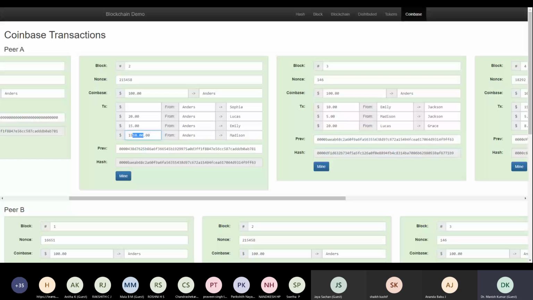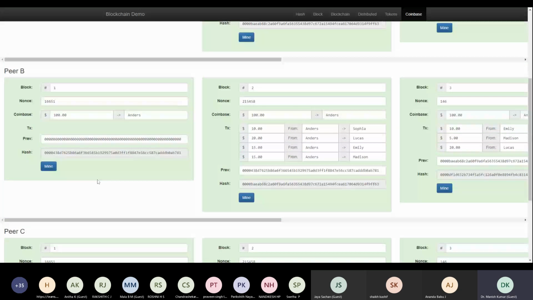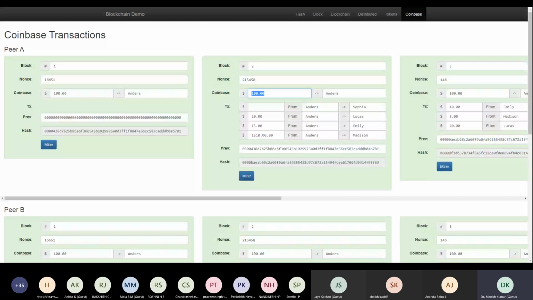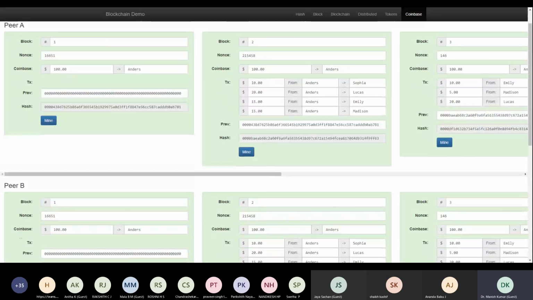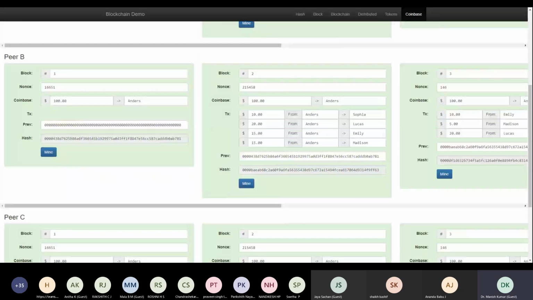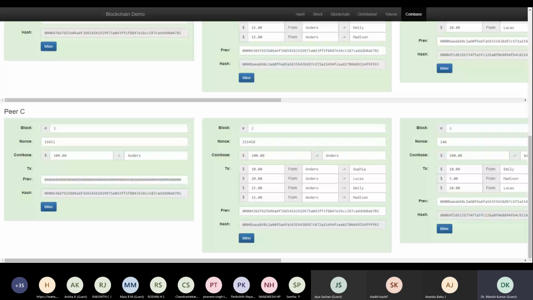Anybody has doubt, please try to understand. The whole thing will be very clear now. Anders has first $100. That information is there with peer B and peer C also. After some time, Anders has spent the money, and he spent 10, 20, 15, 15. So totally he has spent $60. And this information is available with all the peer members, that Anders has done what type of transactions. So right now, Anders has only $40.